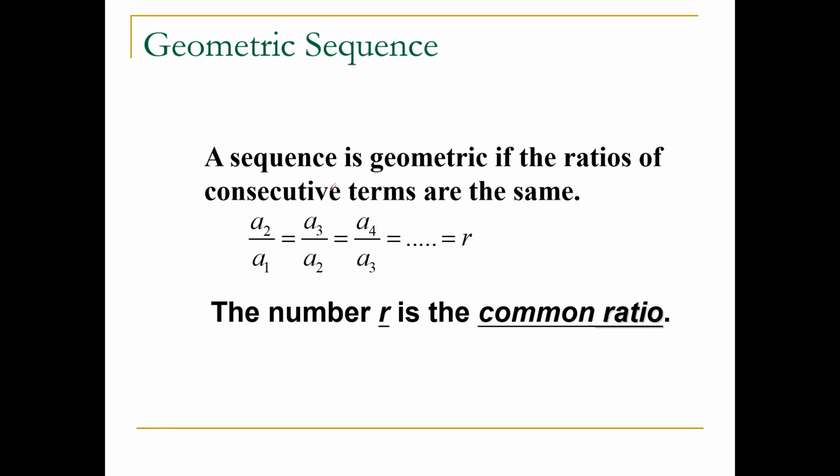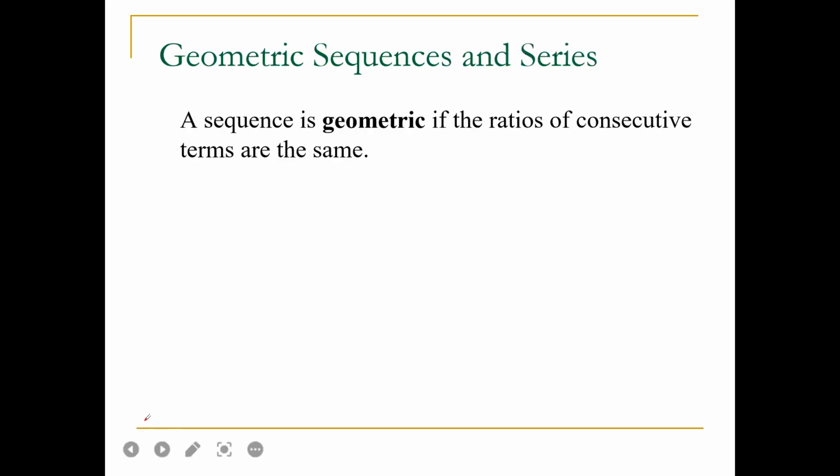A sequence is geometric if the ratios of consecutive terms are the same. So we'll get the ratio of the second term to the first term, which is also equal to the ratio of the third term to the second term, which is also equal to the ratio of the fourth term to the third term. So all of them are equal. That is the common ratio, r.